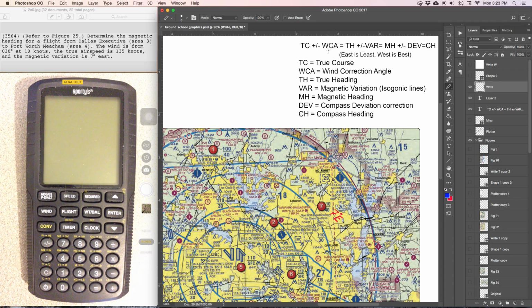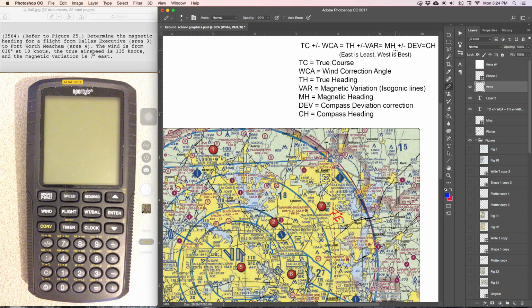Then we have to adjust for wind in order to get the true heading. The true heading is again based on true north. In order to get to magnetic north, we have to adjust for magnetic variation. This is the difference between true north and magnetic north. We're going to use the mnemonic device, east is least, west is best. So we subtract easterly variation and we add west variation, and that gives us our magnetic heading. Now we are based on magnetic north instead of true north.